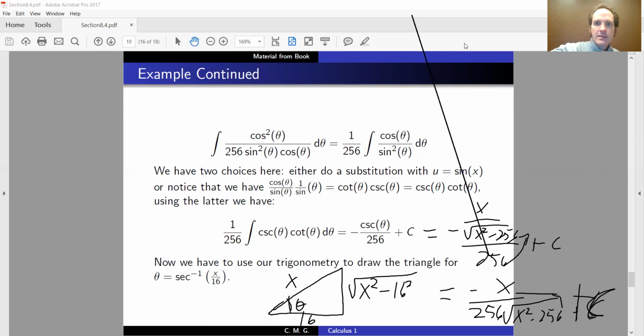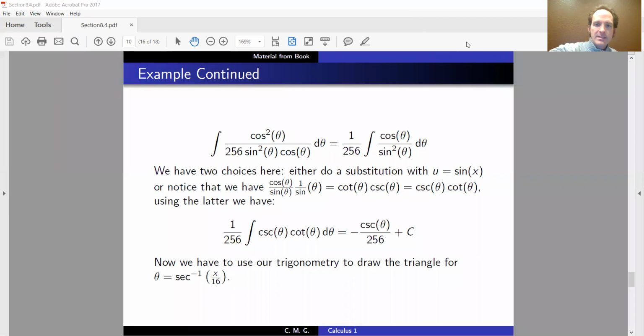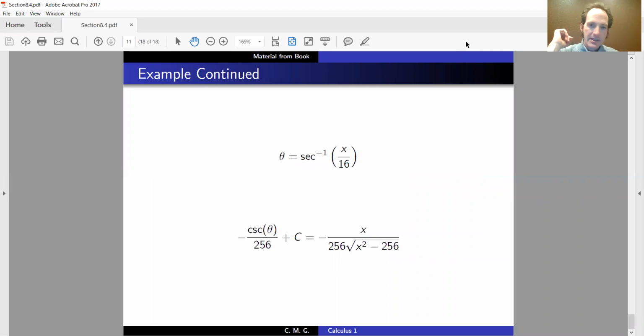Cool. So this one is sort of the most trig that we're going to end up needing to get here. And so what I end up with is just that. And then I have a plus c at the end.